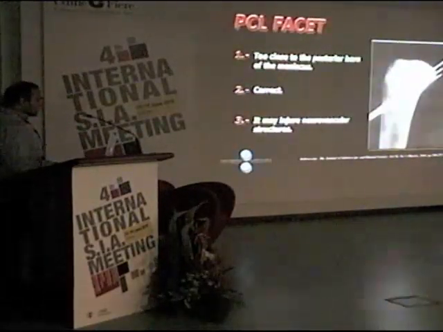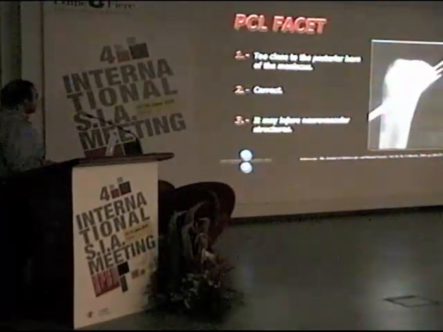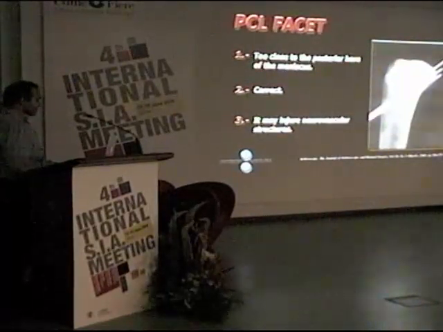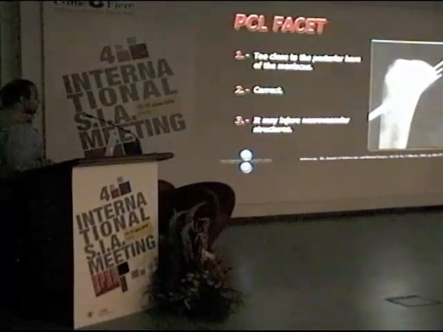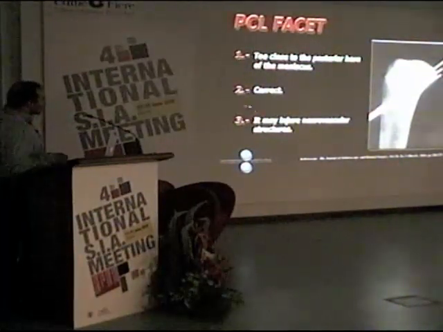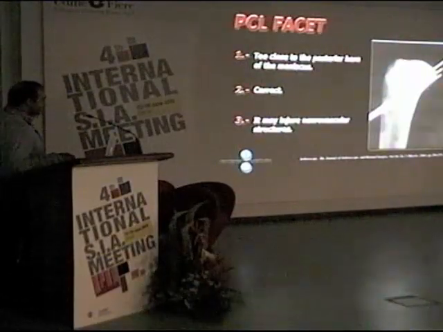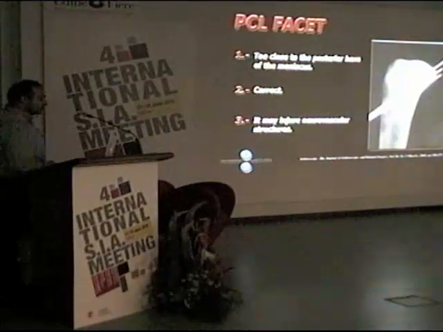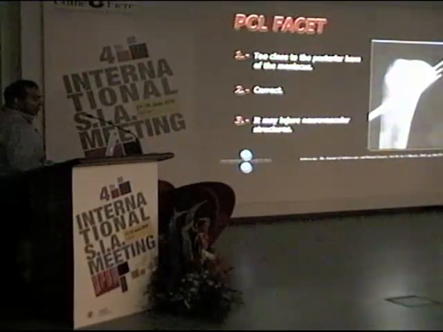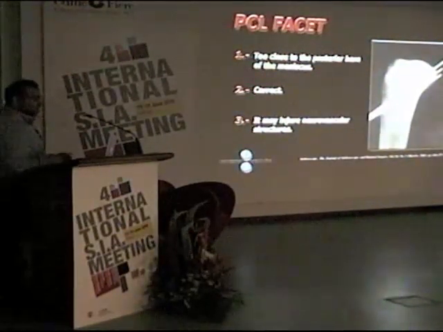To make a good location of the implant, we can see the location of a needle in the X-ray image. We can find three options. Number one, too close to the posterior horn of the meniscus. Number three, it may injure neurovascular structures, the lower one. And number two is correct, just in the middle of the other two needles, just in the middle of the PCL facet.